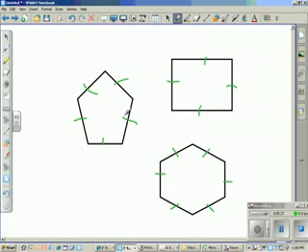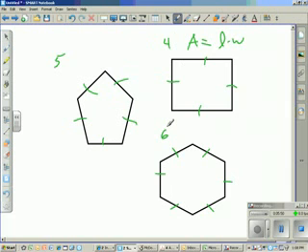Now, when we talked about finding the area of a regular figure, this is a four-sided figure, and I have a formula for that. I look at my formula sheet, and area is length times width. But if I look at a five-sided figure, and I look at my formula sheet, is there an area formula for a five-sided figure?